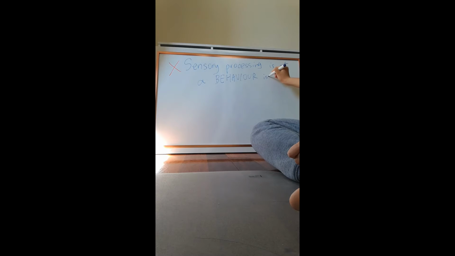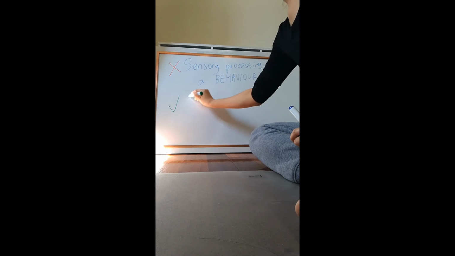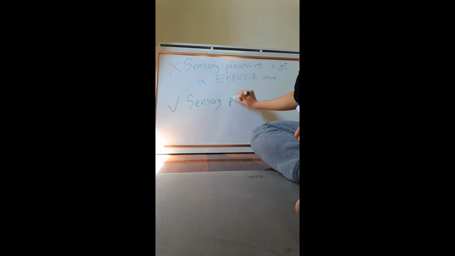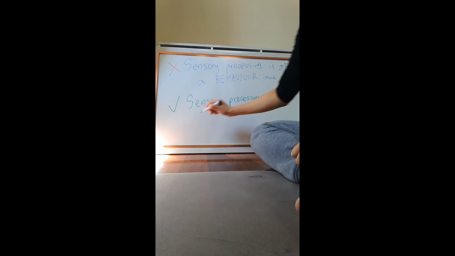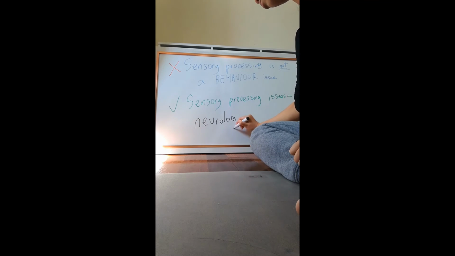But what happens when kids have problems with sensory processing? Sensory processing is not a behavior issue. Sensory processing difficulties are a neurological issue and stem from issues with the brain's ability to process these sensations. When we think of sensory processing, it exists on a spectrum. So let's think of sensory input as a cup. And let's think of a person's tolerance for sensory input as a cup.